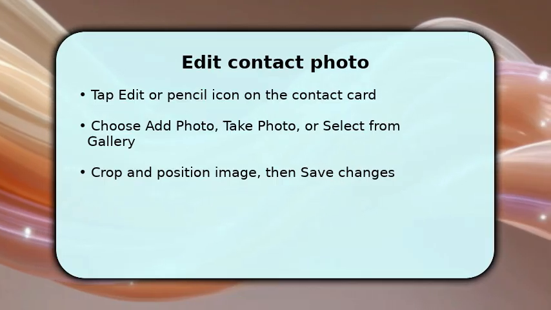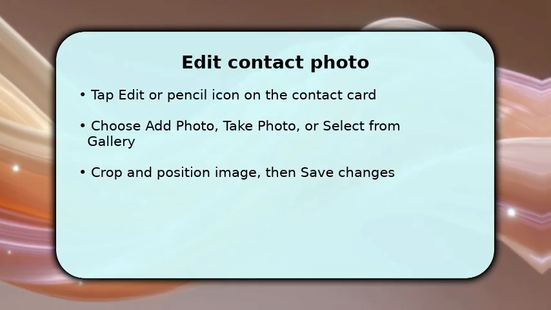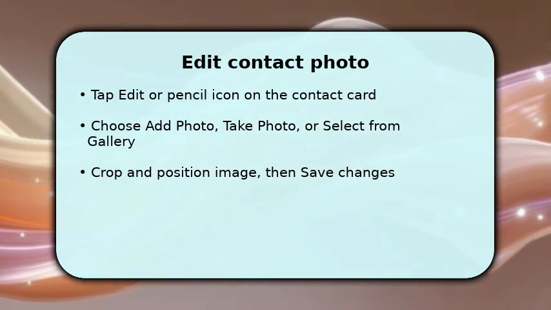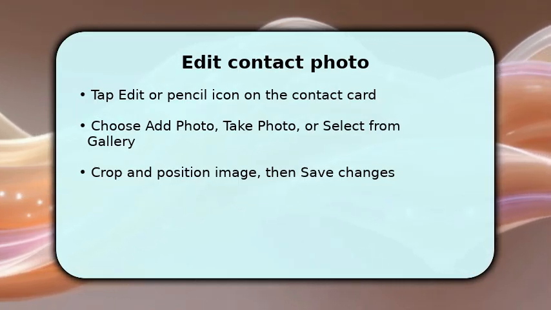Tap Edit on the contact card. This gives you photo options. Choose Take Photo to capture instantly or select from gallery to pick an existing image and use the crop tool to fit the circular frame. This matters because mismatched crops look wrong in lists.